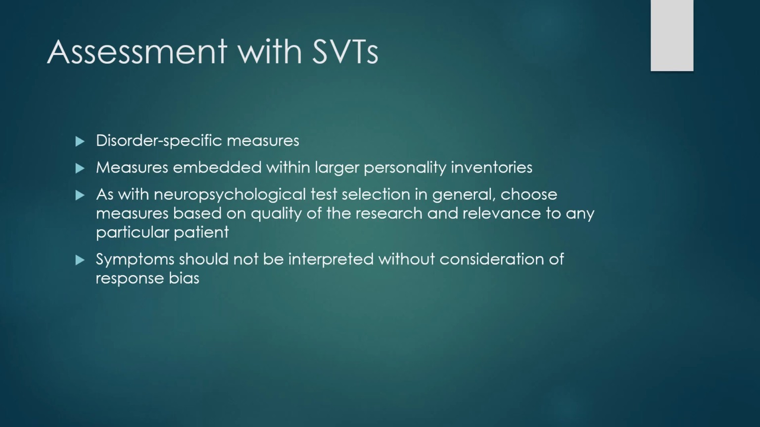Just like with neuropsychological test selection, we want to choose measures that are based on the quality of the research and relevance to any particular patient. So we're looking for well-validated tests, ideally validated in samples that are very similar to our patient. And the symptoms should not be interpreted without consideration of response bias. So if you don't have measures of response bias, then you really shouldn't be interpreting the patient's symptoms.